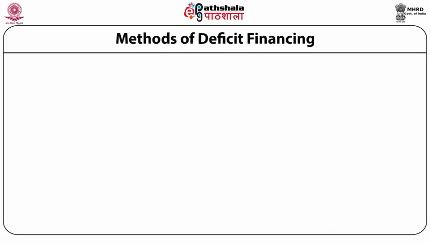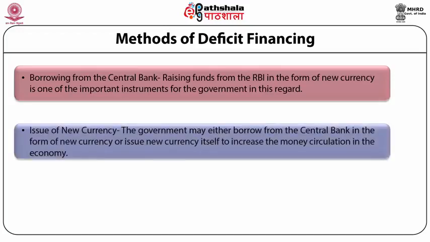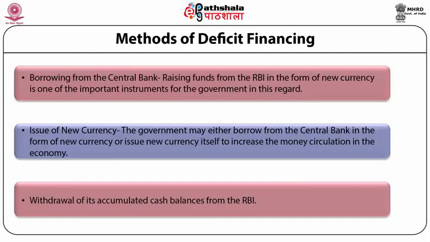Let's discuss now the methods of deficit financing. Borrowing from the central bank. Raising funds from the RBI in the form of new currency is one of the important instruments for the government in this regard. Second, issue of new currency. The government may either borrow from the central bank in the form of new currency or issue new currency itself to increase the money circulation in the economy. Third is withdrawal of its accumulated cash balances from RBI.